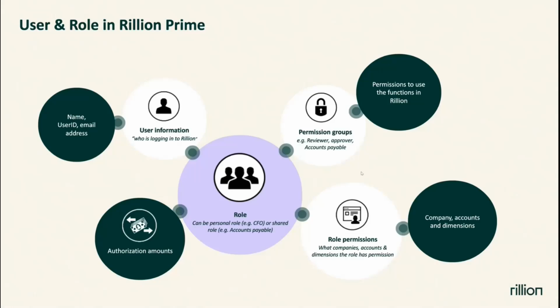So for instance, those who are working as reviewers of invoices need to have a specific level of permission. And those who work as approvers of invoices, system administrators or accounts payable type of roles, need to have their own level of permissions. So we are able to achieve that with the help of the permission groups, and those are set up on the role.